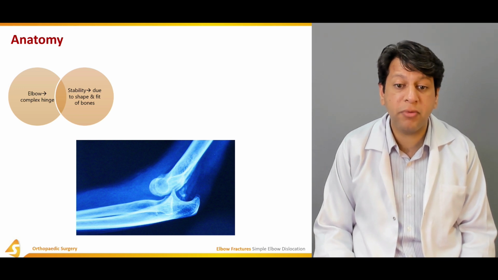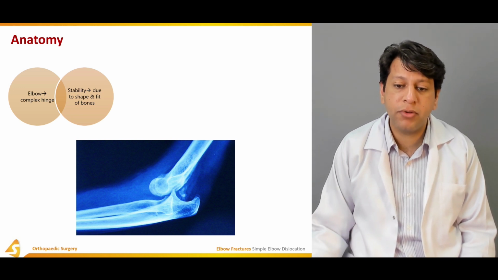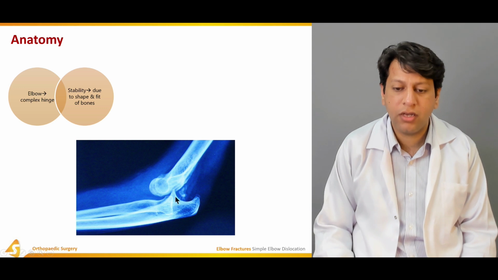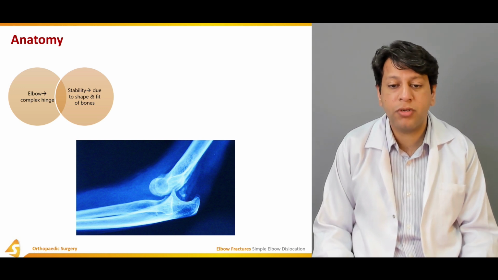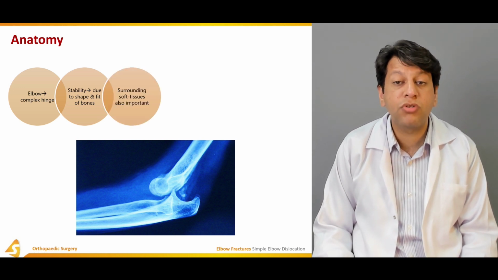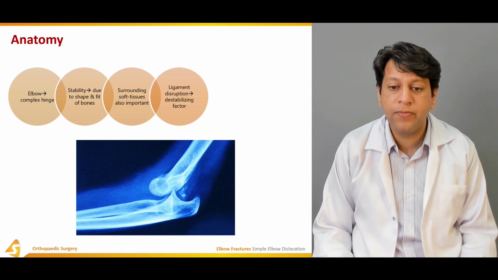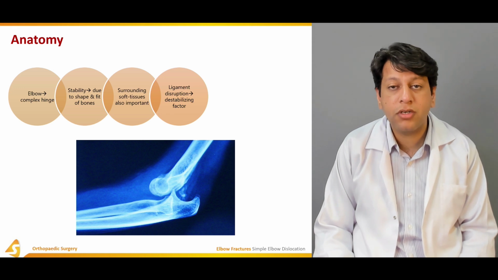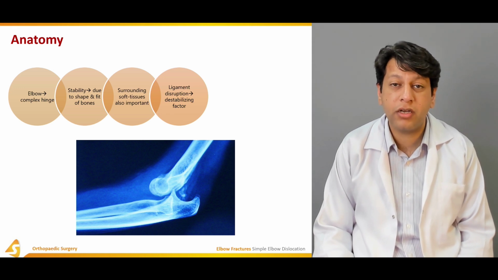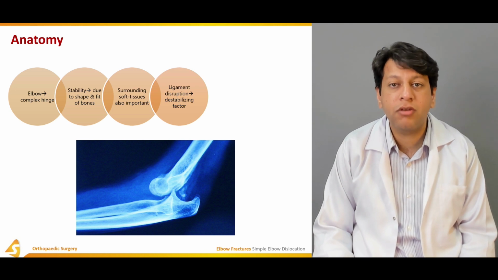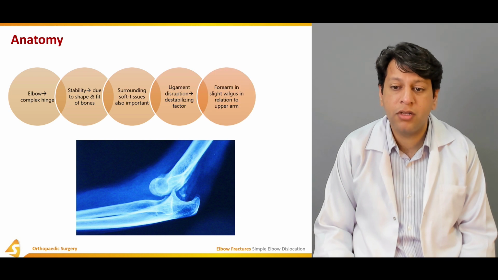Stability is due to the shape and fit of the bones. As you can appreciate over here, the proximal ulna has the trochlear groove in which the humerus accommodates. And surrounding soft tissues are also important, especially the medial and the lateral collateral ligament. Ligamentous disruption is a destabilizing factor, especially on the lateral side, and most commonly it is the lateral ulnar collateral ligament whose disruption can make the elbow unstable.